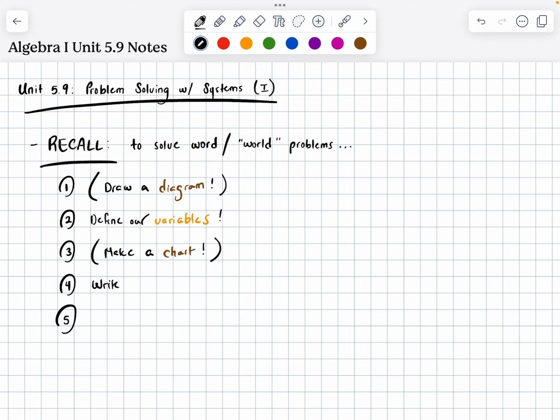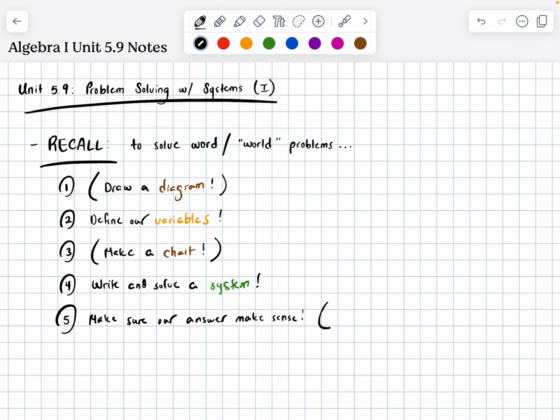After I've got all of that setup done, I definitely need something that I can solve. When we were working with equations, we wanted to build an equation. When we were working with inequalities, we wanted to build an inequality. Now that we're in systems land, we probably want to write and solve a system of equations. And last but not least, once that system is solved, the last thing that's important for me to do is just to make sure that my answer in context makes sense.